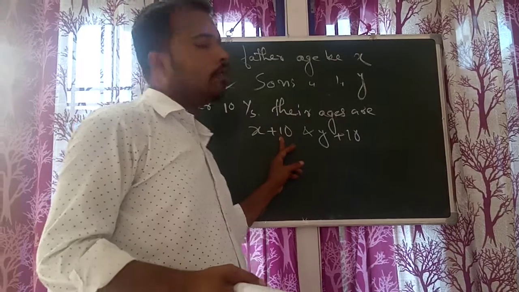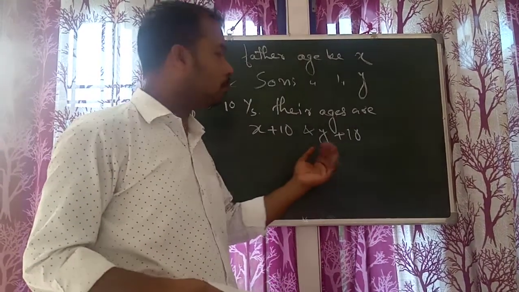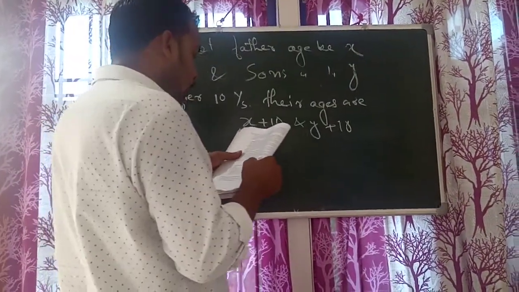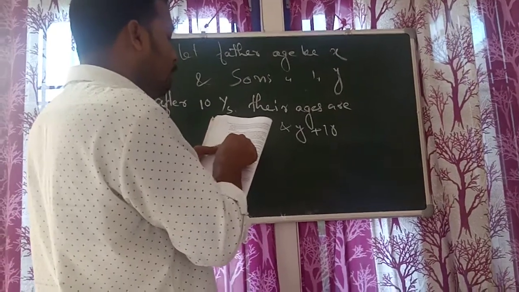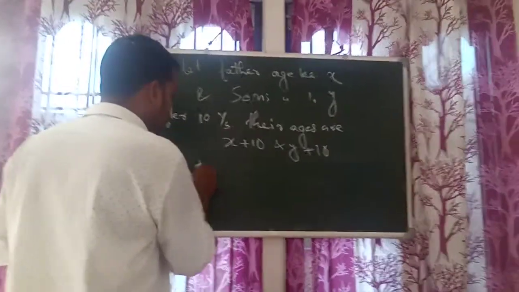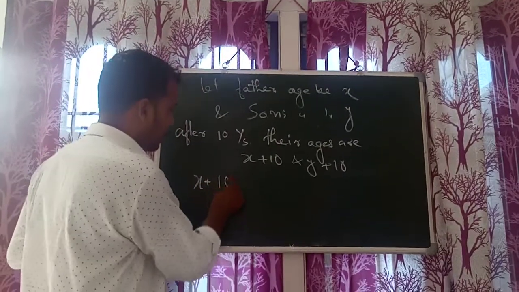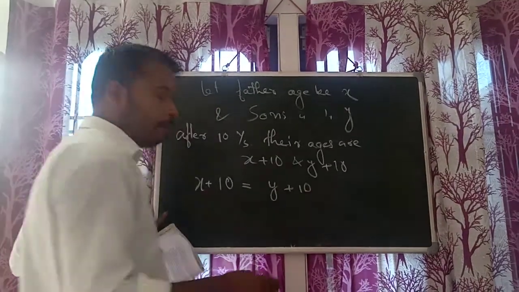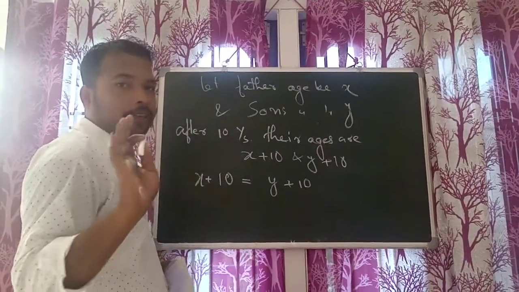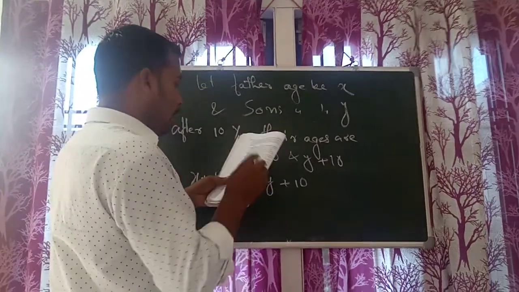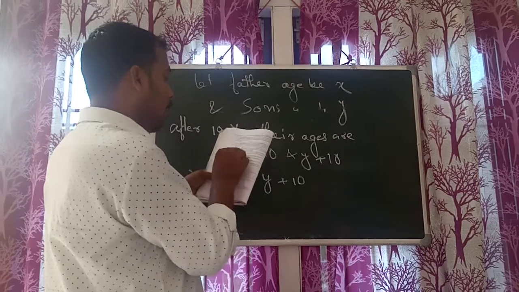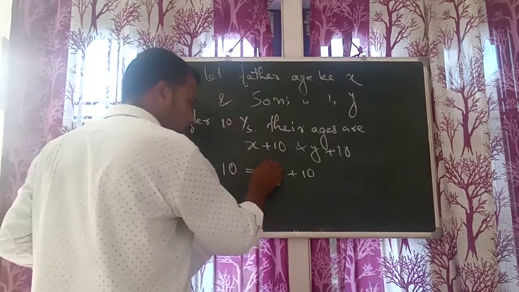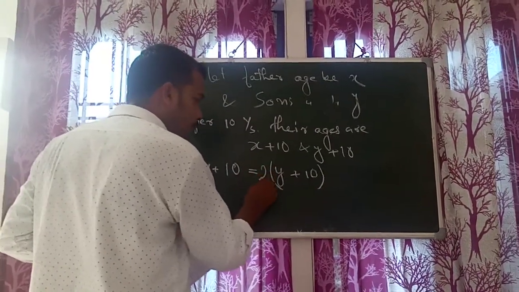After 10 years, 10 years will be added, the father's age increases by 10 years, the son's age increases by 10 years. But according to the question, they are telling that after 10 years father will be twice as old as his son. x plus 10, here we can't put equal to y plus 10, father's age and son's age can't be equal. That's why they are telling after 10 years father will be twice as old as his son. This is son's age, then multiplied by 2.